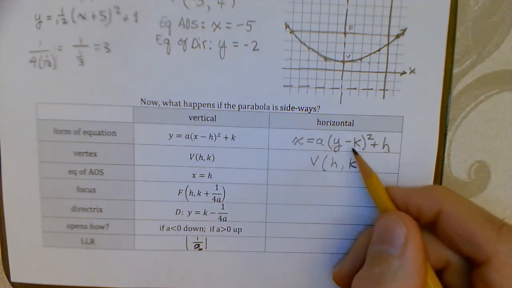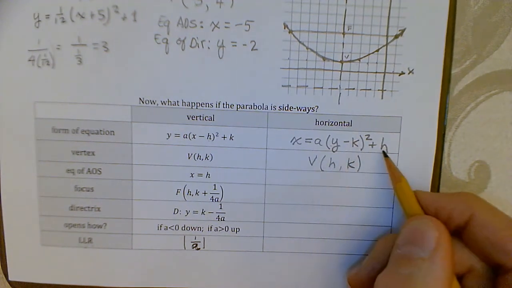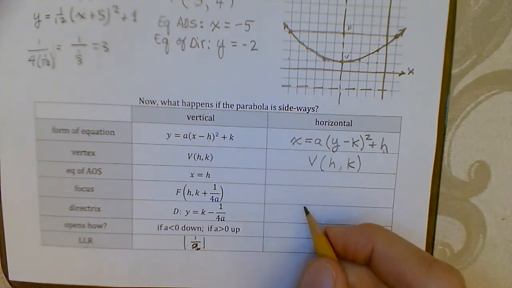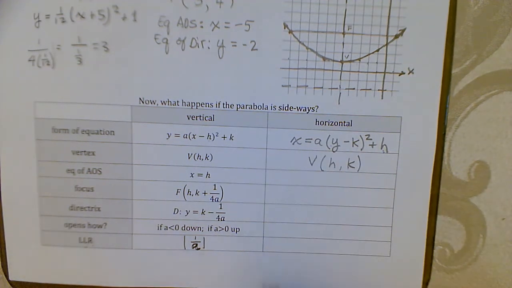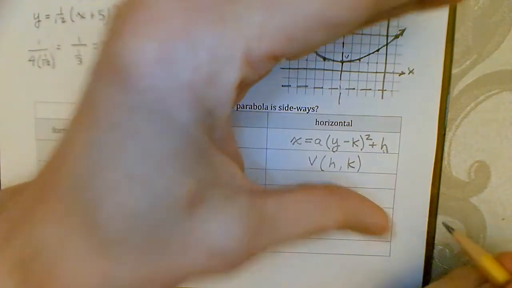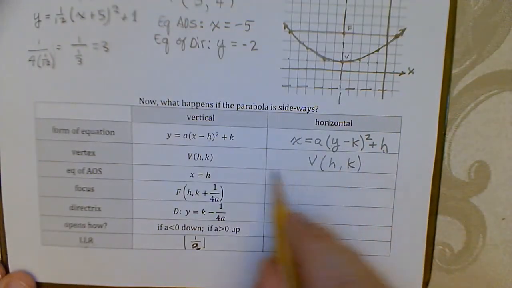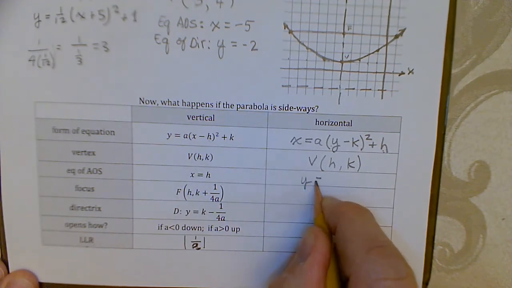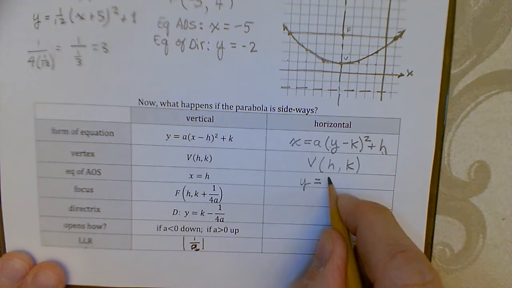Don't always just take this value and make that the x coordinate. In this case, the x coordinate is from outside. All right, the equation of the axis of symmetry. So now this thing is sideways, right? We're going to have a sideways parabola, and so the axis of symmetry will be sideways. So in this case, it'll be y equals k.